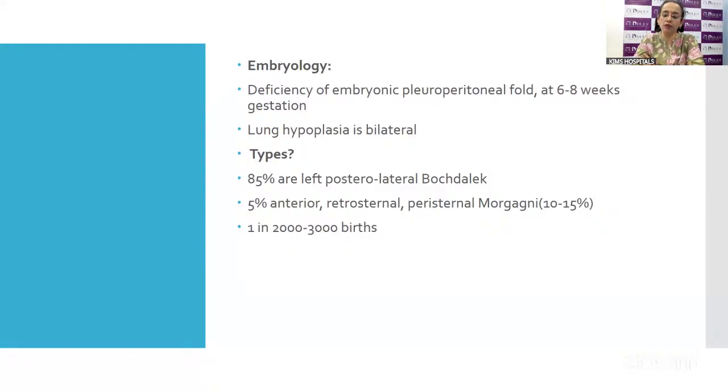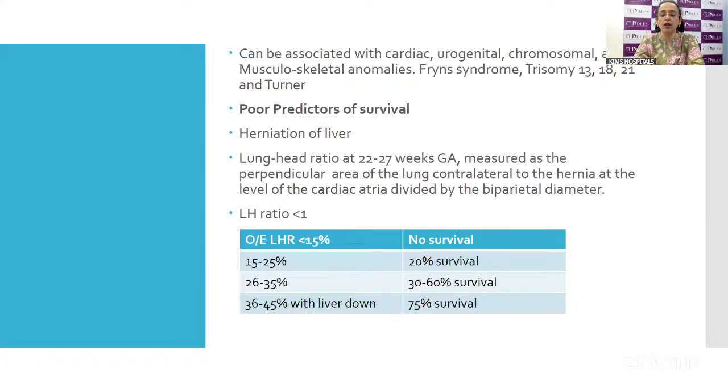The incidence is around 1 in 2000 to 3000 births. This CDH can also be associated with cardiac, urogenital, chromosomal, and musculoskeletal anomalies. So it can also be associated with syndromes like trisomies, Fryns syndrome, and Turner syndrome. So what are the poor predictors of survival in CDH?